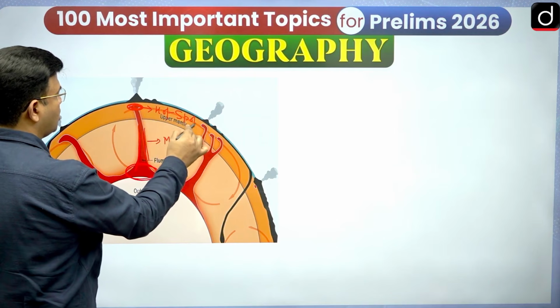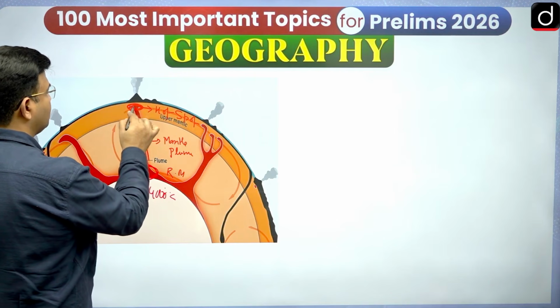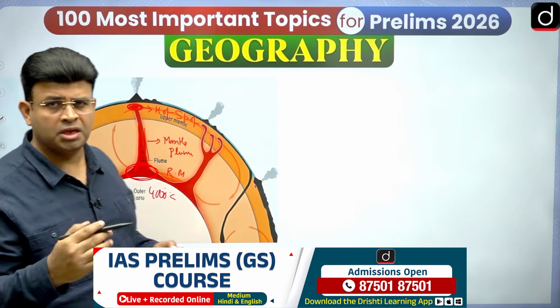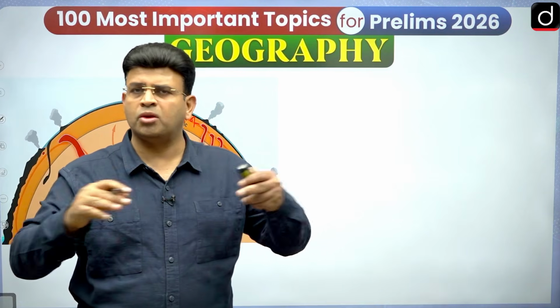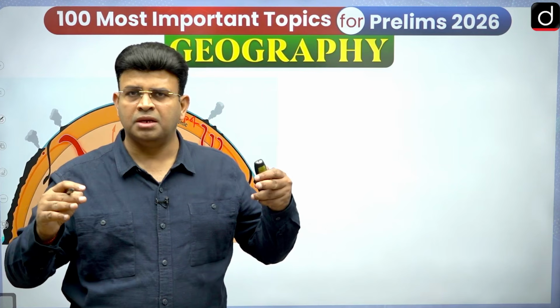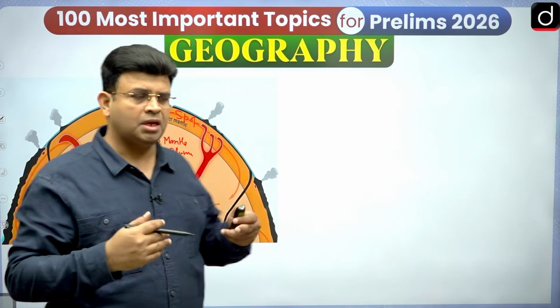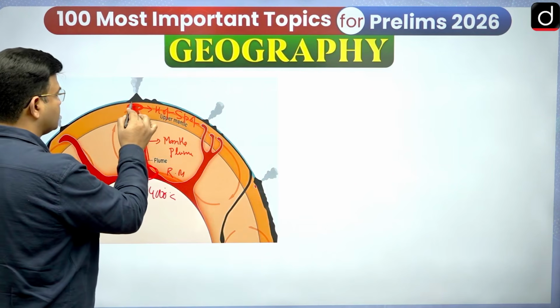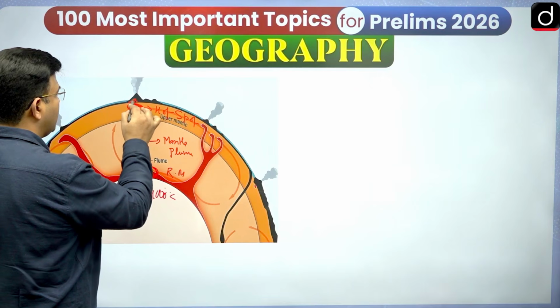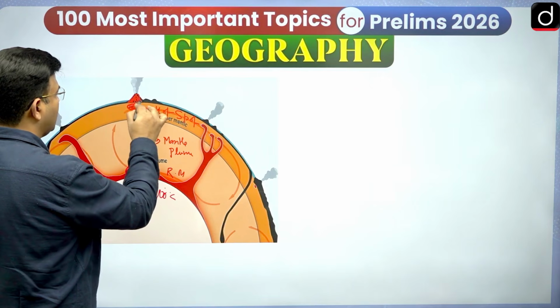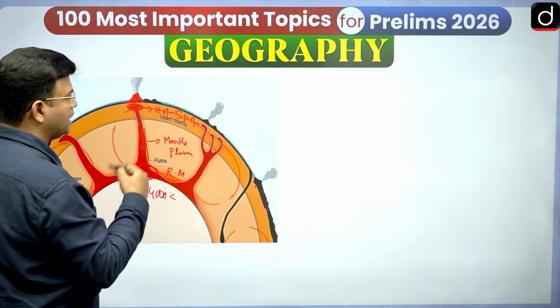We can say it is a hot spot, and thereafter this hot spot, being very hot enough, can break an oceanic plate or a continental plate. So when it breaks an oceanic plate, it comes above the ocean surface, and then magma regularly comes up, and this regular coming up of magma helps in the formation of a volcanic island.